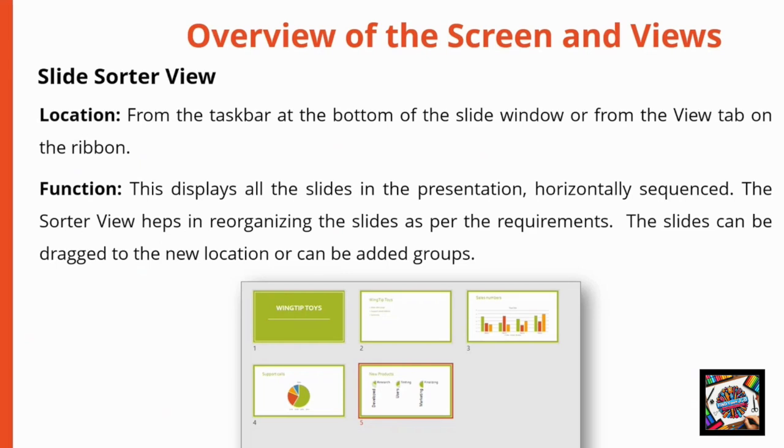The function of slide sorter view is that it displays all the slides in the presentation horizontally sequenced. What happens is, let's say you have created 50 slides. In those 50 slides, let's say slide number 30 needs to come before slide number 20. That means it becomes slide number 19. Also, slide number 5 needs to be at slide number 45. So what you do is you basically sequence the slides in a proper horizontal manner. We are going to learn how to sequence our slides so that we get a proper presentation.